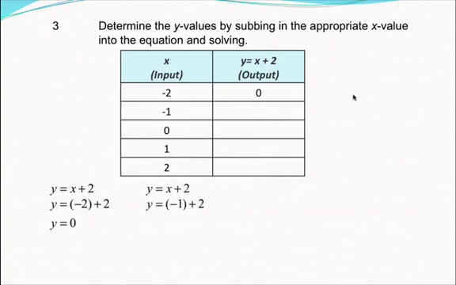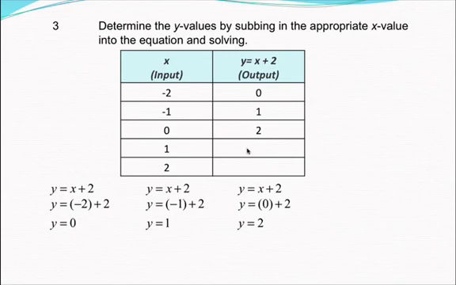Next, our input is -1, and -1 increased by 2 is 1. So we put that in the table of values. And next, our input is 0. So when we increase our input by 2, our output is going to be 0 plus 2, which is 2. And so we put that into our table of values.